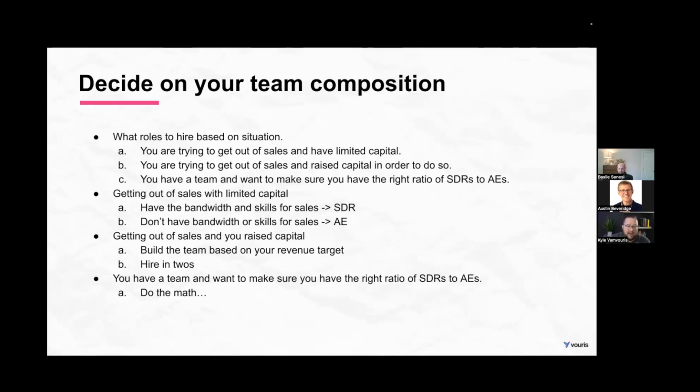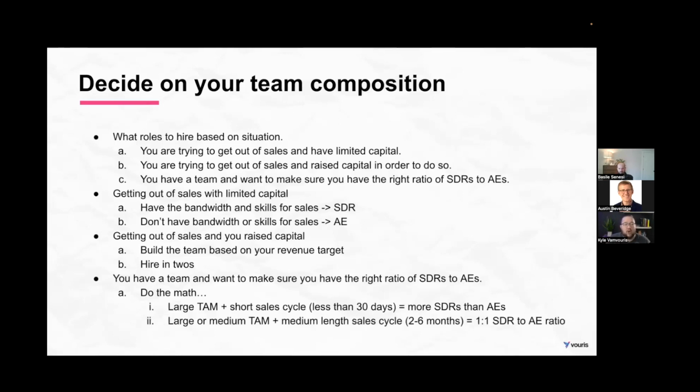In order to do the math, a general heuristic is large total addressable market plus short sales cycle, which is really less than 30 days, equals more SDRs and AEs. Large or medium TAM plus medium length sales cycle, so around 2 to 6 months, is typically a 1-to-1 ratio. And then small TAM and a medium to long sales cycle, it says 2 to 12 months, it's actually 7 to 12 months, plus more AEs and SDRs. These are just general rules, right? These get broken all the time, just to give you a little bit of guidance there.